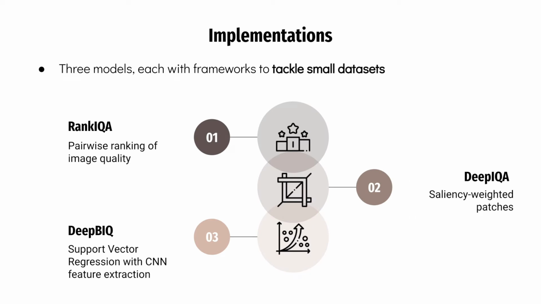Therefore, in choosing which models to implement, we made sure that the models have adaptations to learn on small datasets. The first model is Rank IQA. During pre-training, Rank IQA only needs to rank the images rather than regress their quality scores. This means we are not limited by the small number of ground truth scores available. The second model, DeepBIQ, carries out data augmentation by breaking each image into multiple patches. Finally, DeepBIQ involves support vector regression, which is less likely than CNNs to overfit on small datasets.